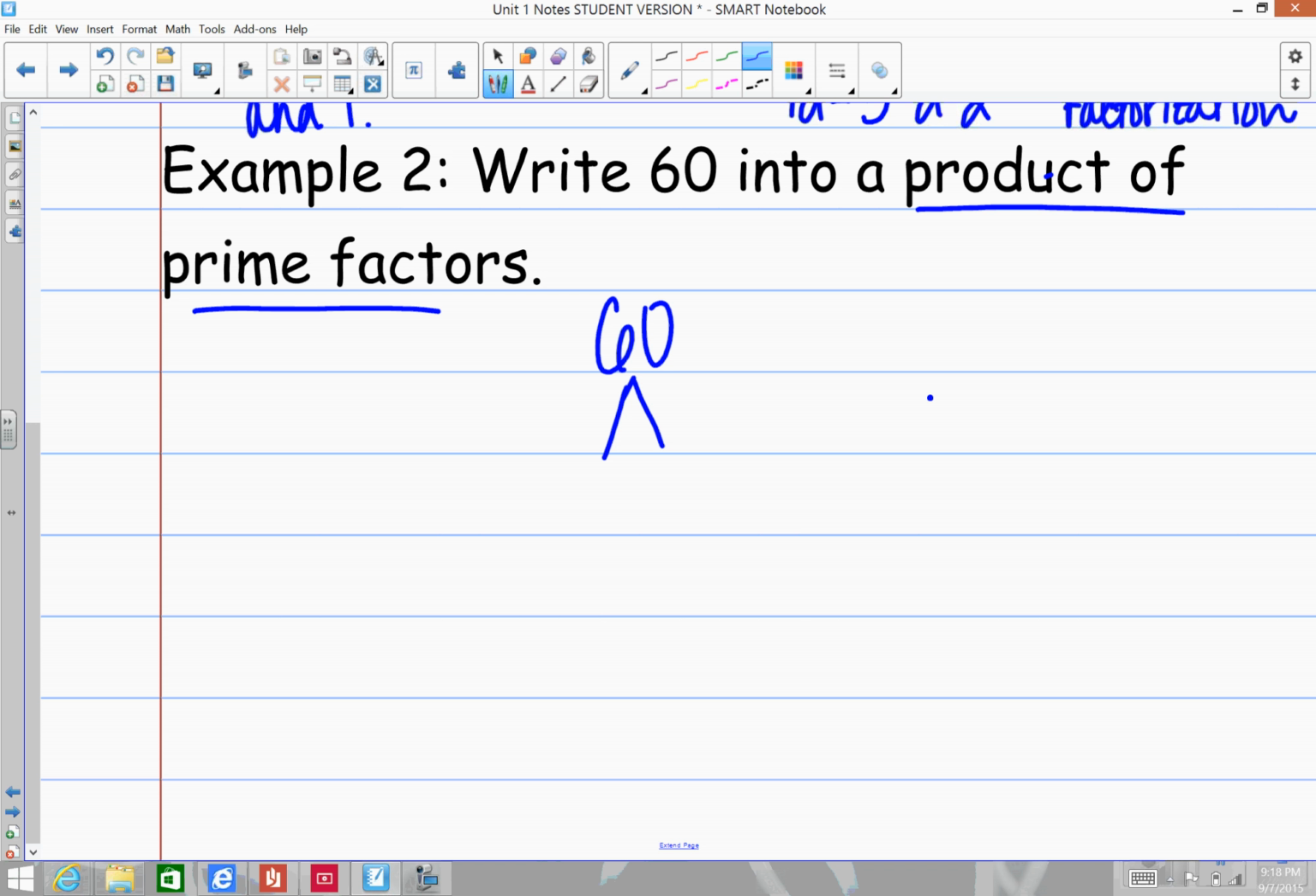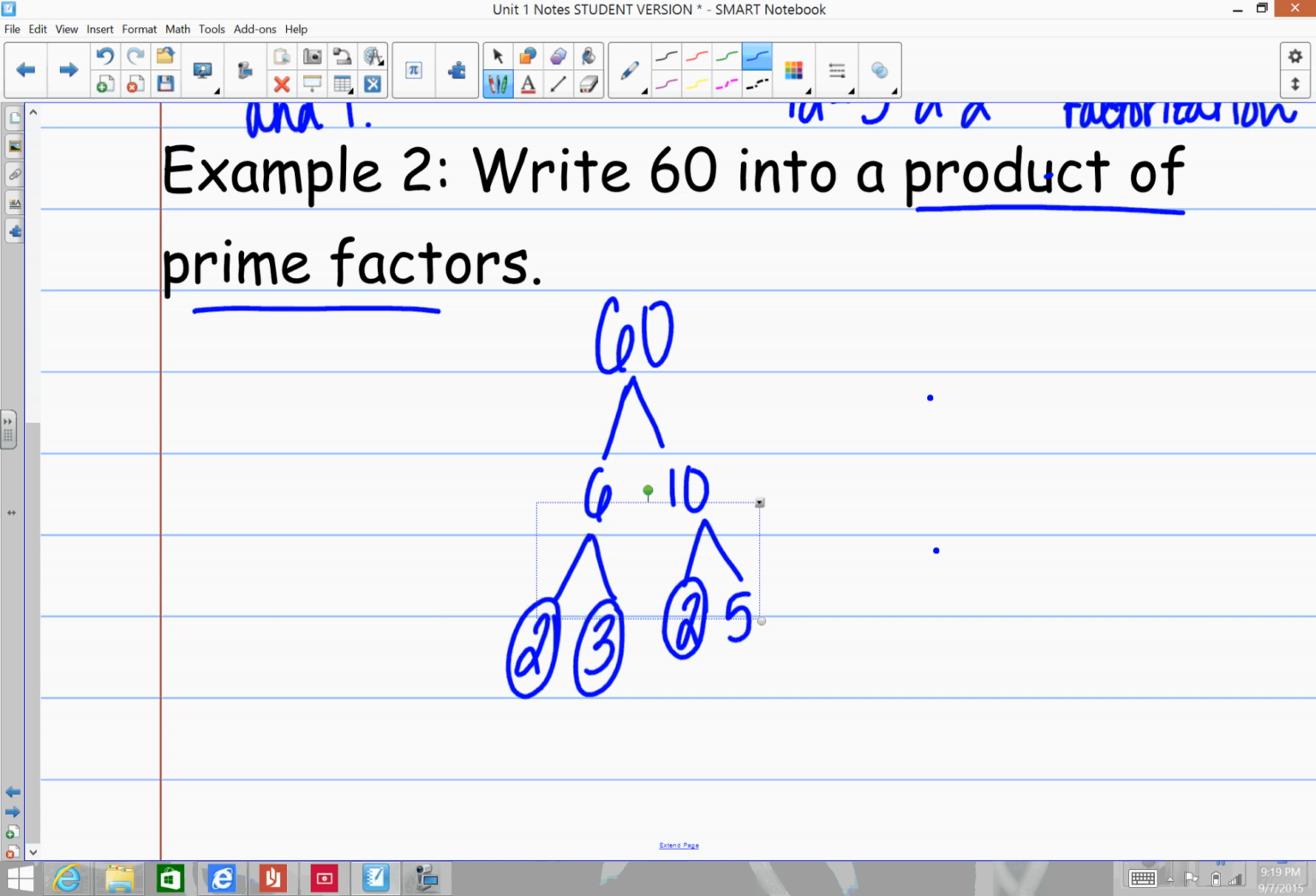So whatever you want to start with, you could do 2 and 30. I'm going to do 6 and 10 because that's the first one that came to my mind. But if you did 2 and 30, that would be fine as well. So then when I get to 6 and 10, I realize that these are still composite. So that just means I got to break these down further. So 6 is going to get broken down into 2 times 3. And now since those are prime, I'm going to go ahead and circle them. And then 10 can get broken down into 2 and 5. And those are both prime.